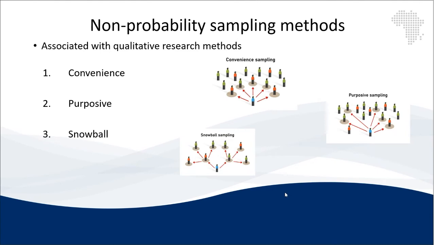Other non-probability sampling methods: remember I indicated that in quantitative analysis we tend to use probability sampling methods. The non-probability sampling methods are mostly associated with qualitative analysis, with qualitative research methods. However, we do use them in life sciences just as well, or rather in natural sciences.